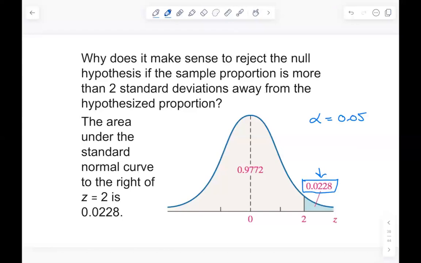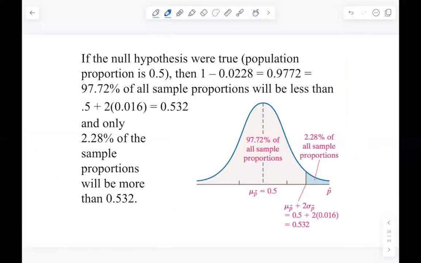All right, let's move on. This is all exactly the same stuff. Now I have an alpha.